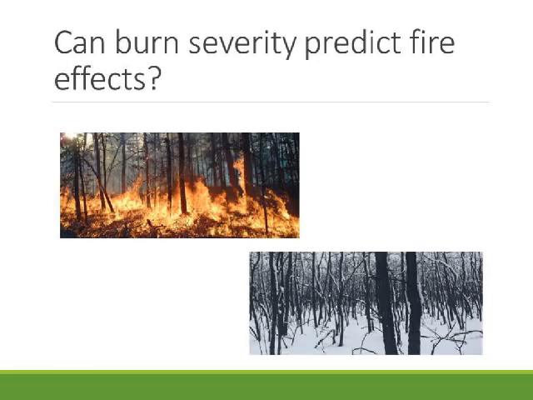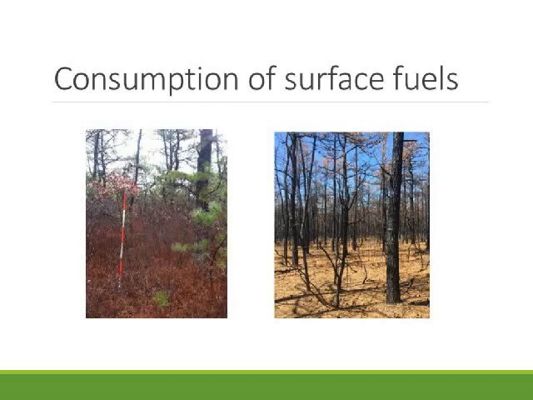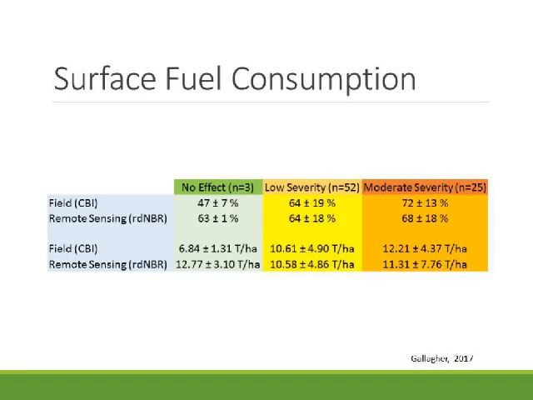So the next part of the study was looking at fire effects, and now that we have a link between burn severity and fire behavior, there's a mechanism there. And so how does burn severity predict fire effects? The first thing I'd like to talk about is the consumption of surface fuels, and that's important to fire management because surface fuels are considered to be proportionate to the risk associated with a piece of ground, or how manageable it would be in a wildfire event.